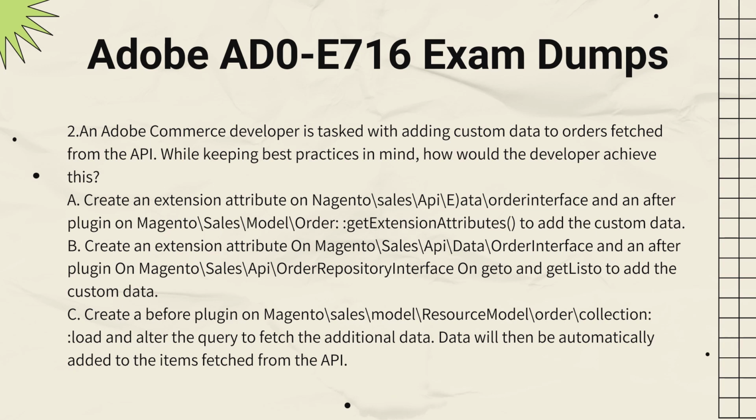C. Create a before plugin on Magento\Sales\Model\ResourceModel\Order\Collection::load and alter the query to fetch the additional data. Data will then be automatically added to the items fetched from the API.